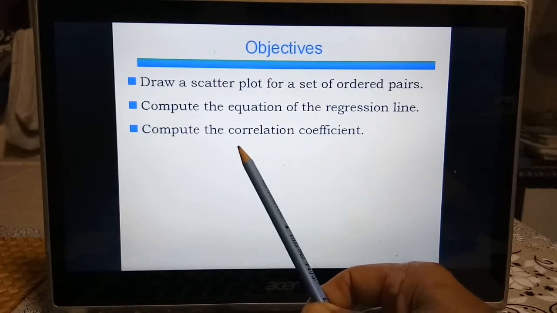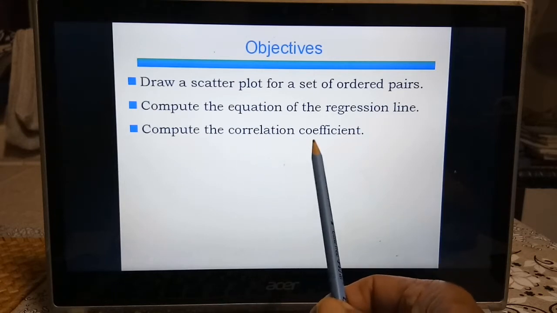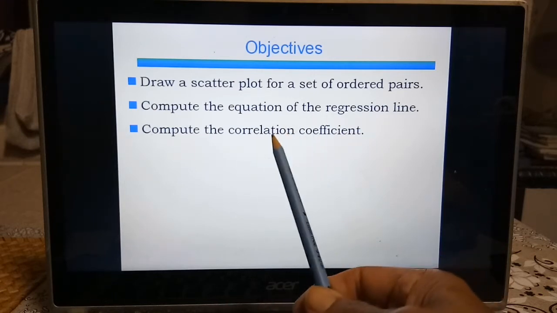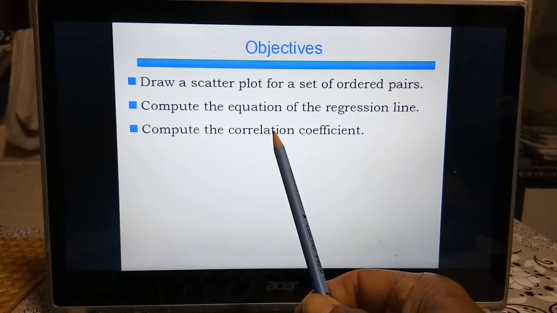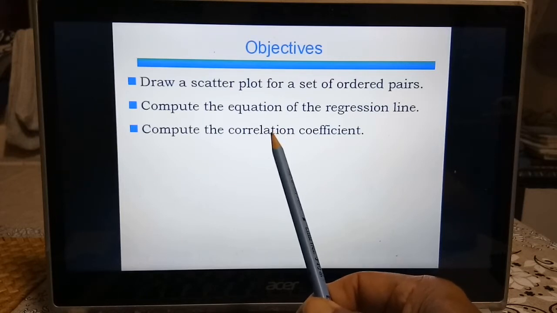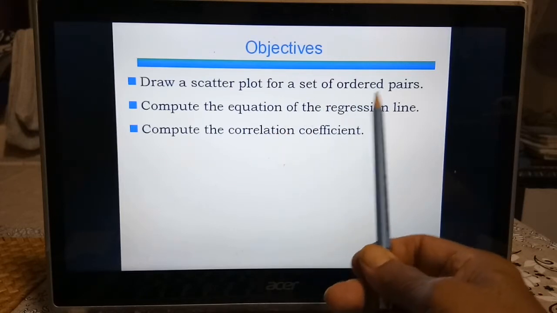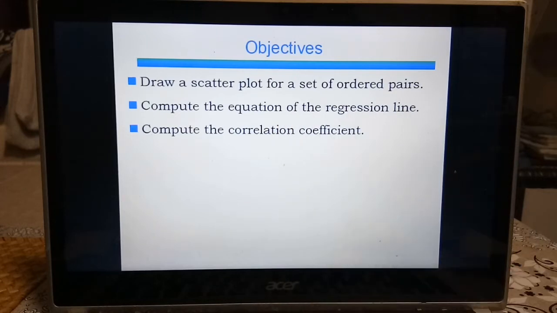Okay, lastly is to compute the correlation coefficient. Correlation coefficient ni adalah satu indikator yang justify whether there exists a relationship between ordered pairs points.